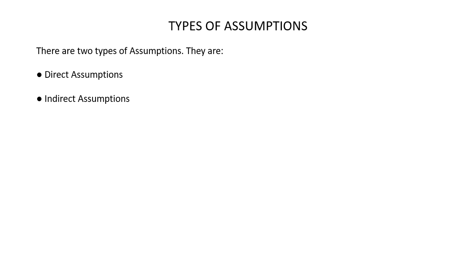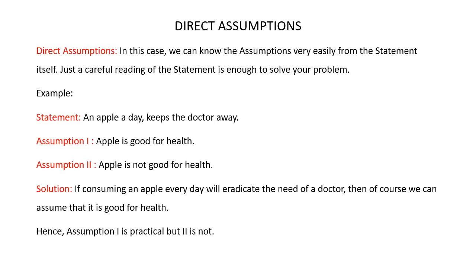Let's now learn more about assumptions. There are two types of assumptions. They are direct assumptions and indirect assumptions. Let's know more about direct assumptions. We can know the direct assumptions very easily from the statement itself. Just a careful reading of the statement is enough to solve your problem.